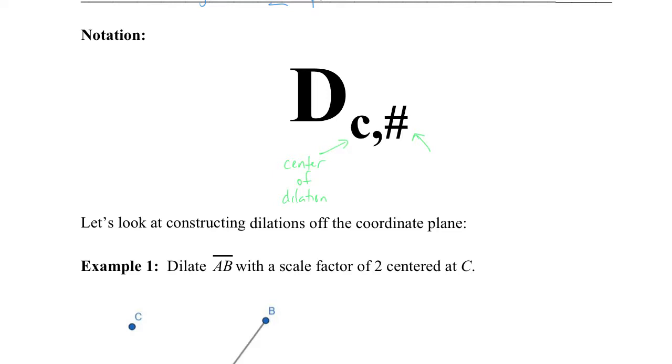And then you need some number, and that number is called the scale factor. And the scale factor is how many times bigger the object is going to get. Now, it could be a fraction, which is actually going to make the object smaller. That's not really the point. The point is that we need to know where are we dilating from and how much are we dilating by, which is your scale factor.